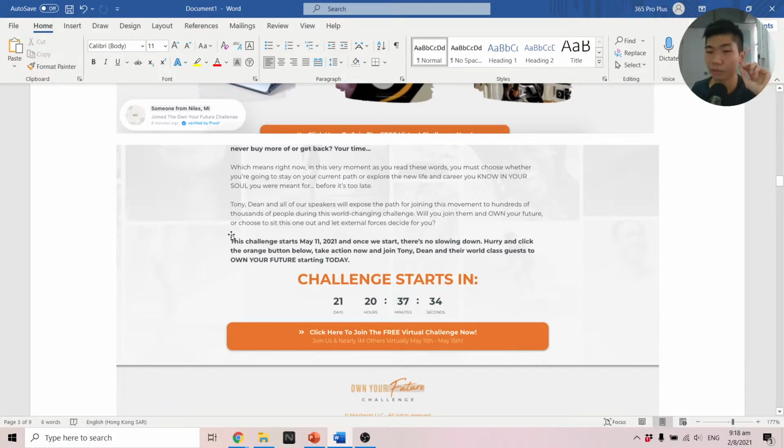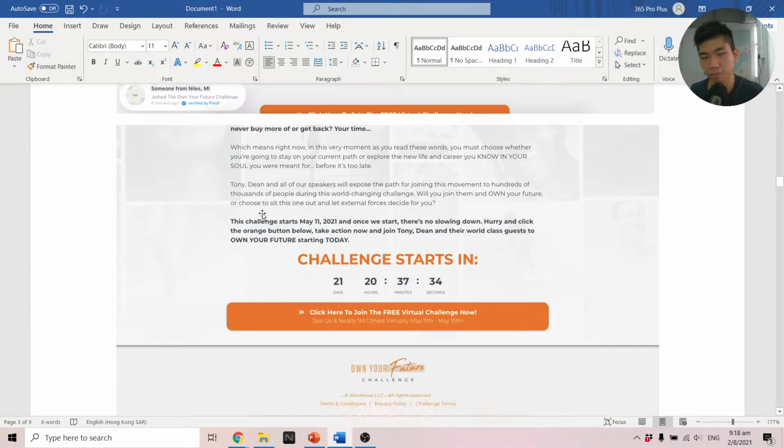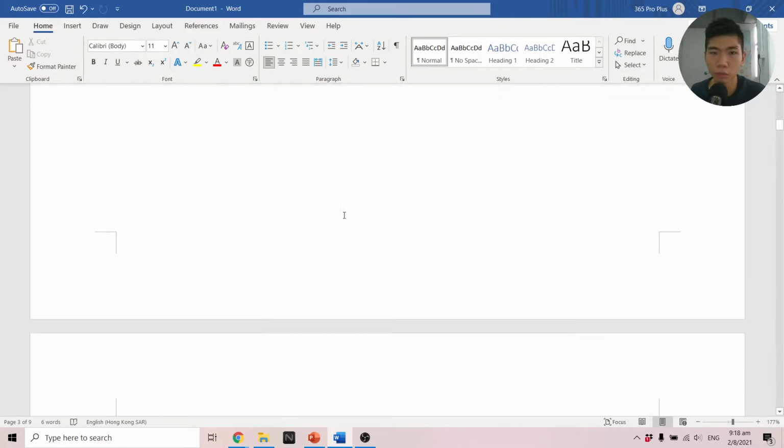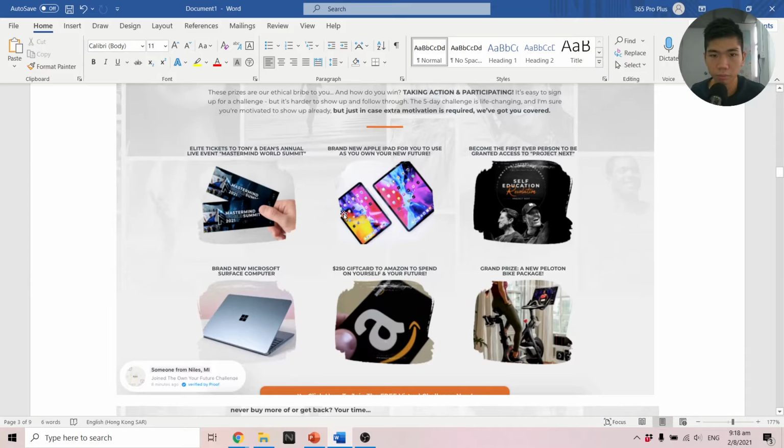Also, at the end of the session on this opt-in page there will be a timer. Again, a little bit of urgency, right? Because of the timer, and talk again about when the challenge will start. So this is the structure of the opt-in page of the Tony Robbins challenge funnel.